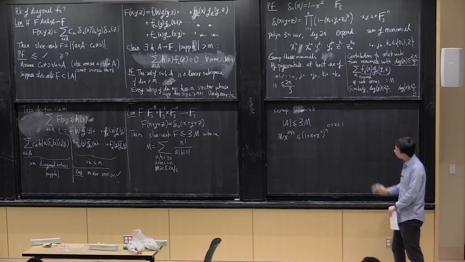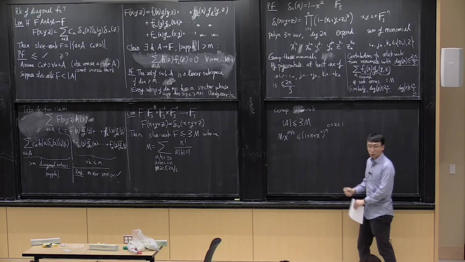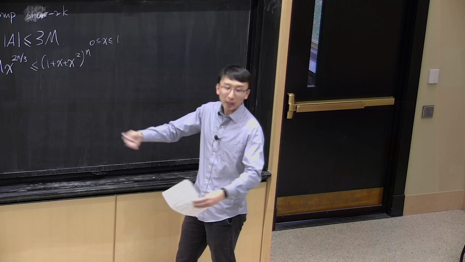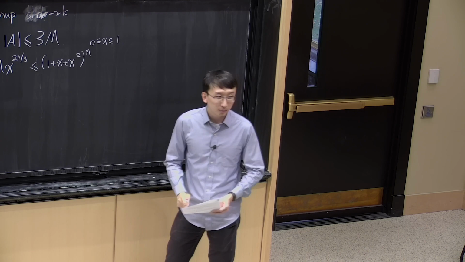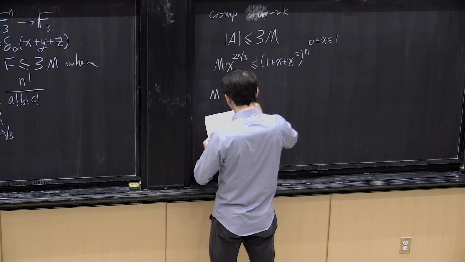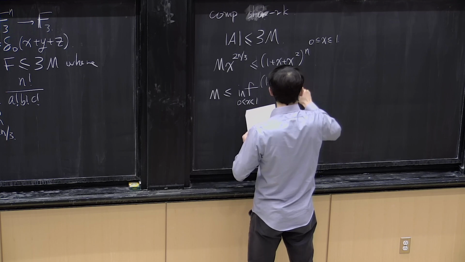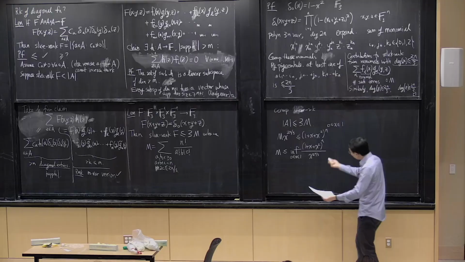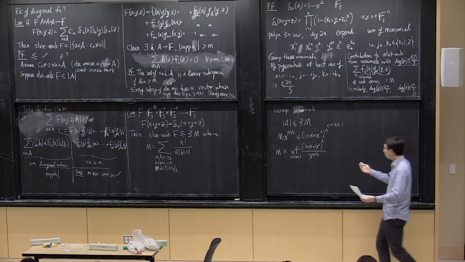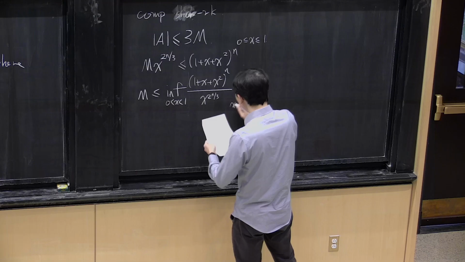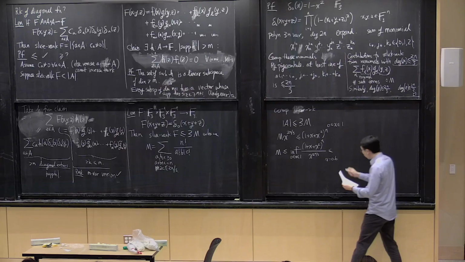So this is true for every value of x, so you pick one that gives you the best bound. So m is at most the infimum of this quantity here. And to show you any bound, I just have to plug in some value. So if I plug in, for example, x being 0.6, I already get a bound, which is the one that I claimed.